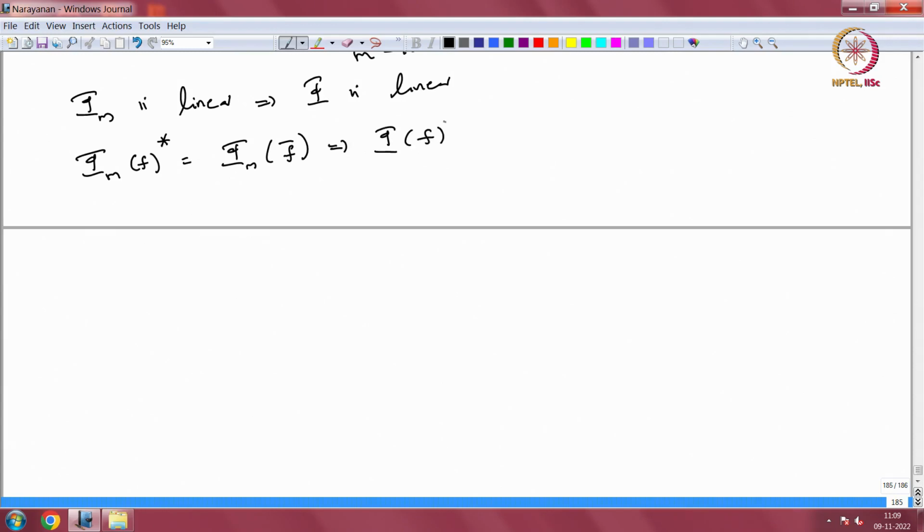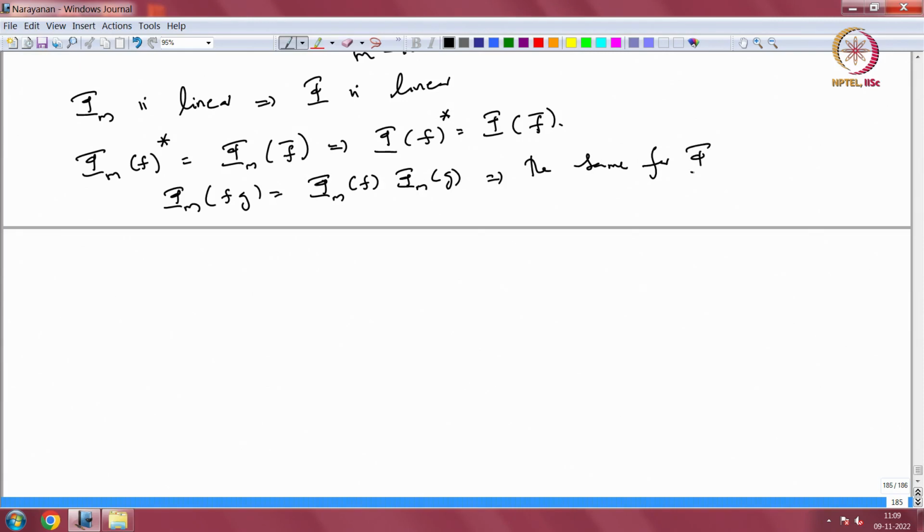So, this implies the same property for the operator phi, right. So, phi respects the star operation, and similarly the product, right. So, phi m of f g equal to phi m of f into phi m of g implies the same for phi, by taking the limit. The homomorphism property for phi sub m comes by just taking the product, because these are projections, right. So, this is a straightforward thing, okay.